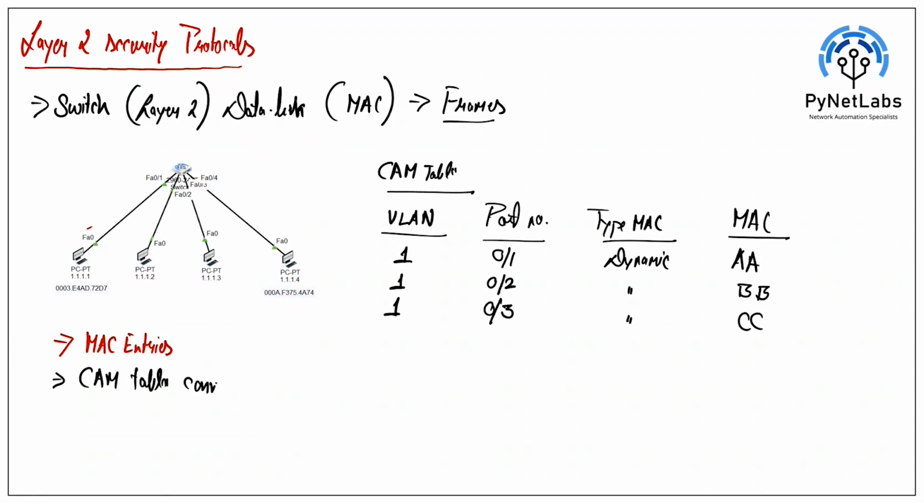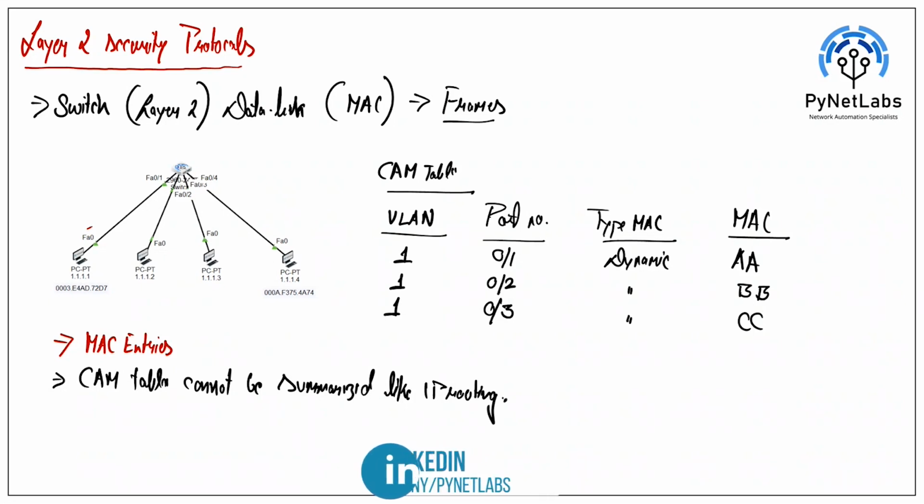The CAM table cannot be summarized like IP routing, which means we are not able to manipulate the CAM table. Like if you see here, we saw this dynamic.